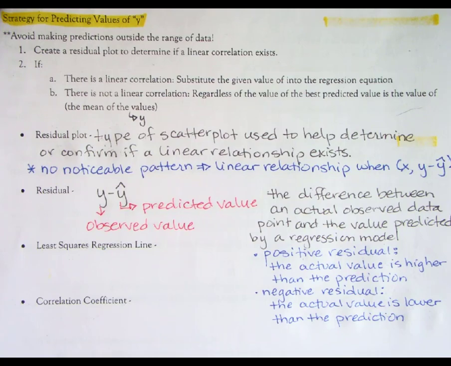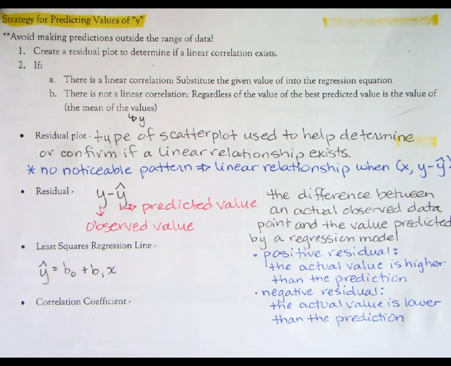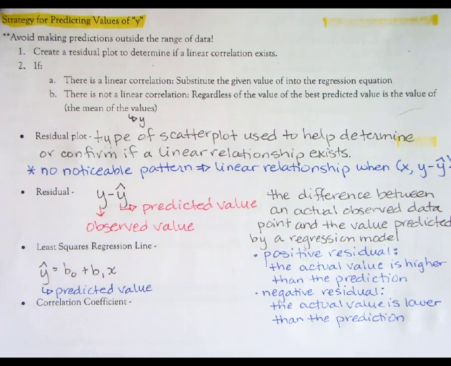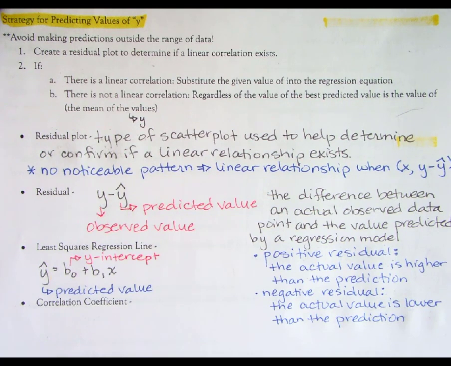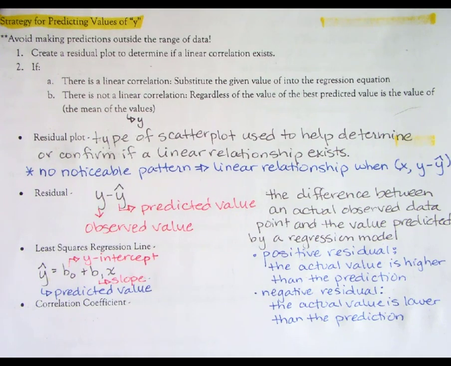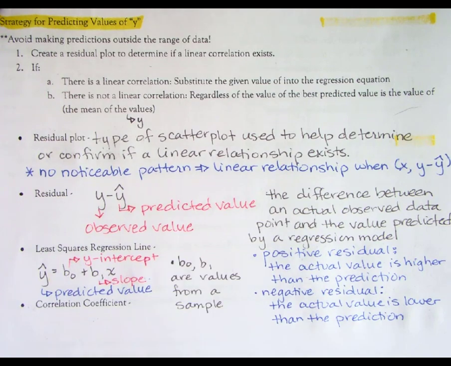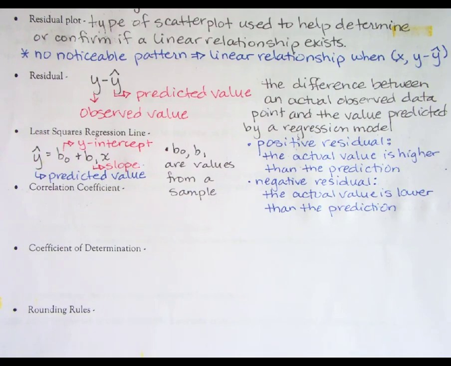The least squares regression line. This looks like y hat equals b sub 0 plus b sub 1 times x. y hat is still our predicted value. b sub 0 is our y-intercept, and b sub 1 is our slope or our rate of change. Since our least squares regression line comes from a sample, b sub 0 and b sub 1 are also values from a sample.